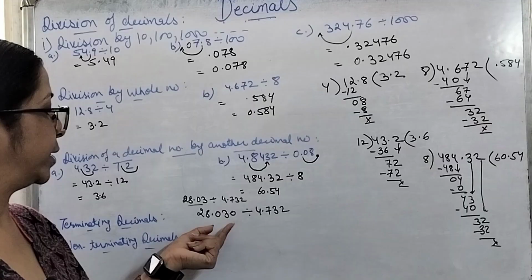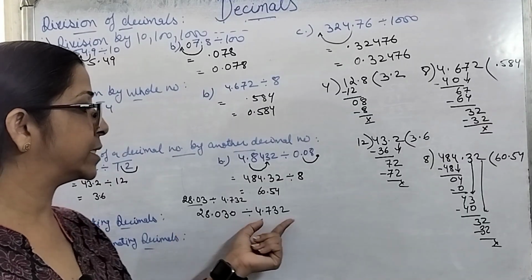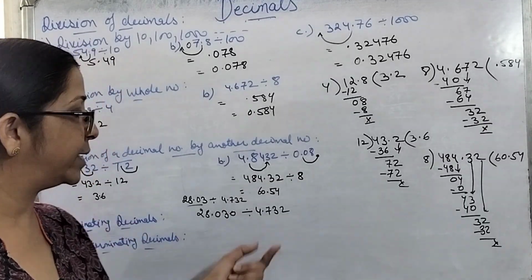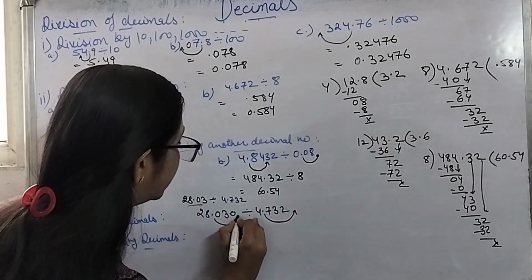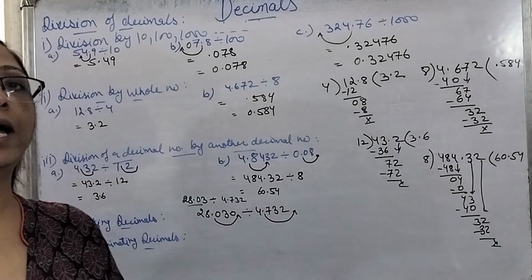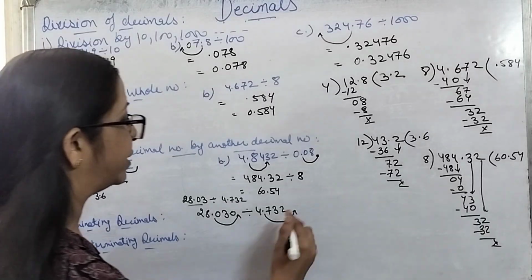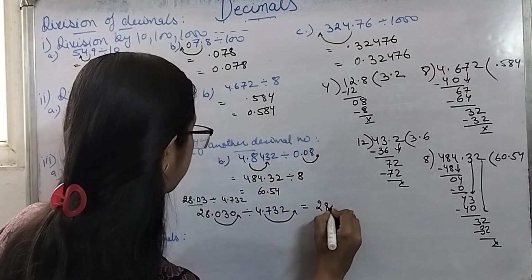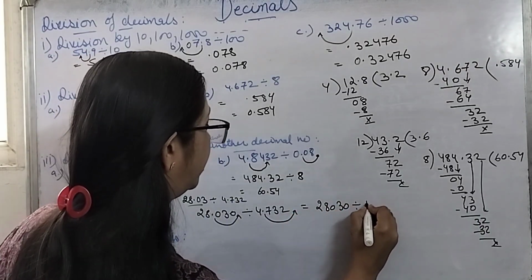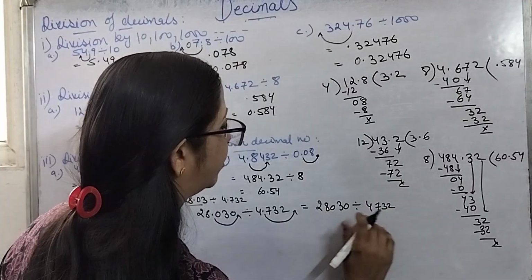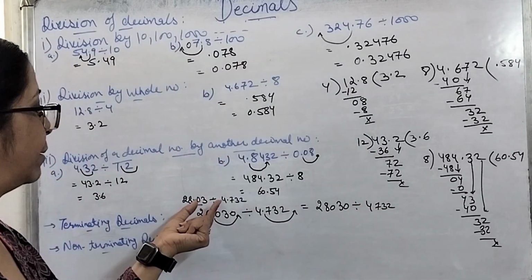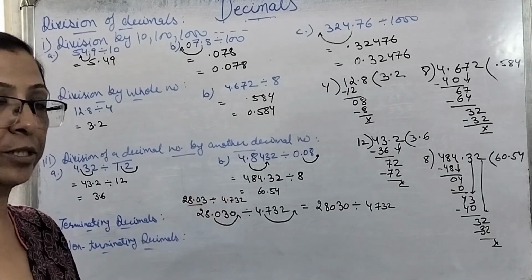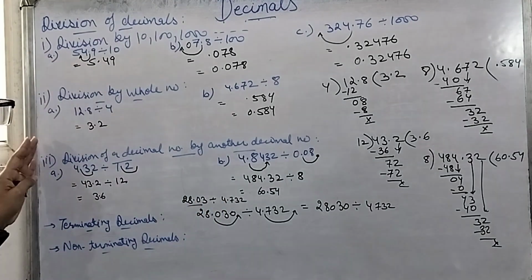divided by 4.732. Now in the dividend also we are having 3 decimal places, in the divisor also we are having 3 decimal places. So we can shift the decimal by 3 digits towards the right in both dividend and divisor. That simply means it will become 28030 divided by 4732. If we divide these two numbers, whatsoever the quotient will be, it will be the same as that of your initial question. This is how we can divide the numbers.